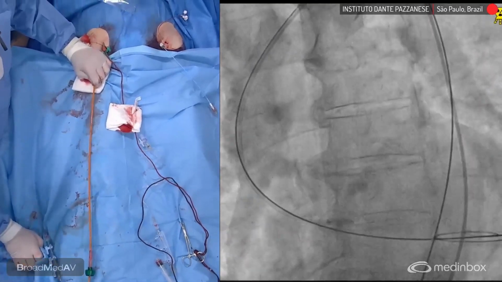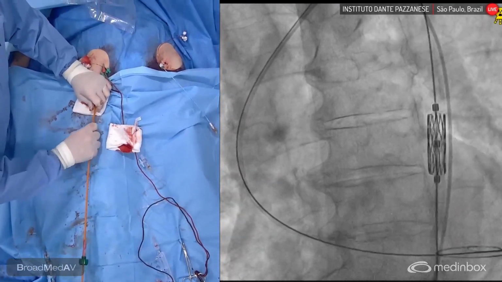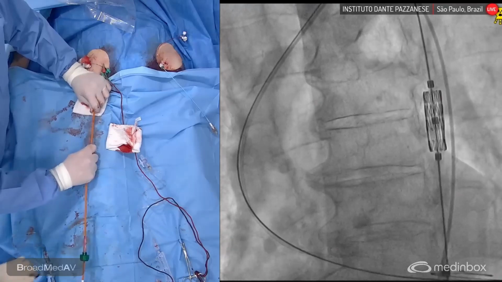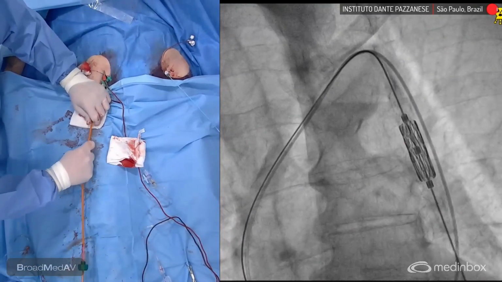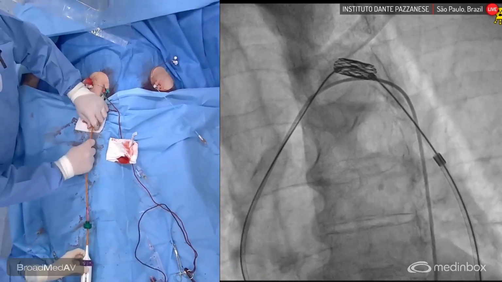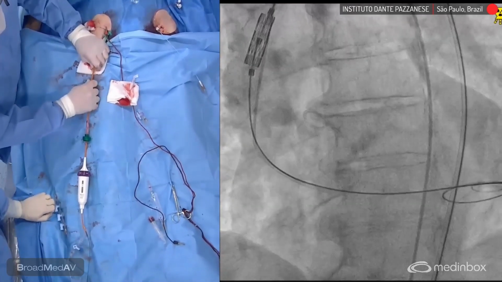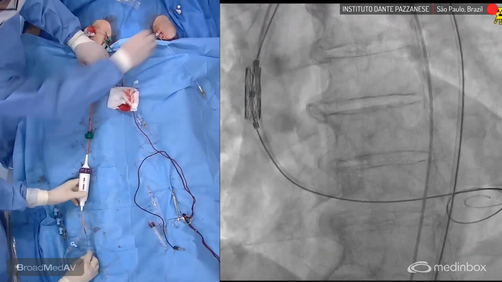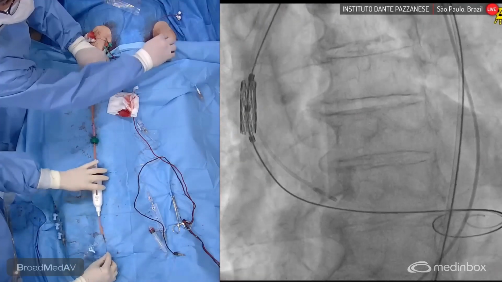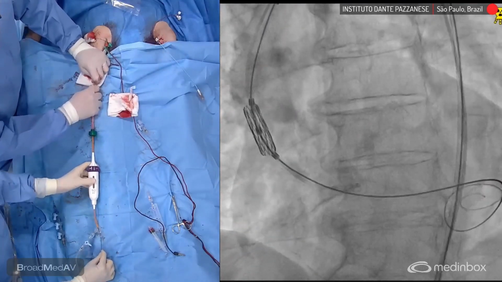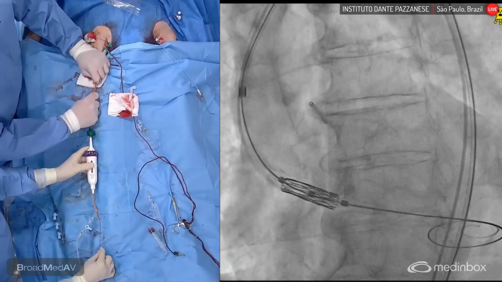Could you bring the camera here to Dimitri's hands, please? Right here, just a little bit proximal. So Fausto, the delivery system is very flexible, but on the other hand, as compared to other balloon expandable valves, it has less pushability. It's important to know. Now you can cross the valve.